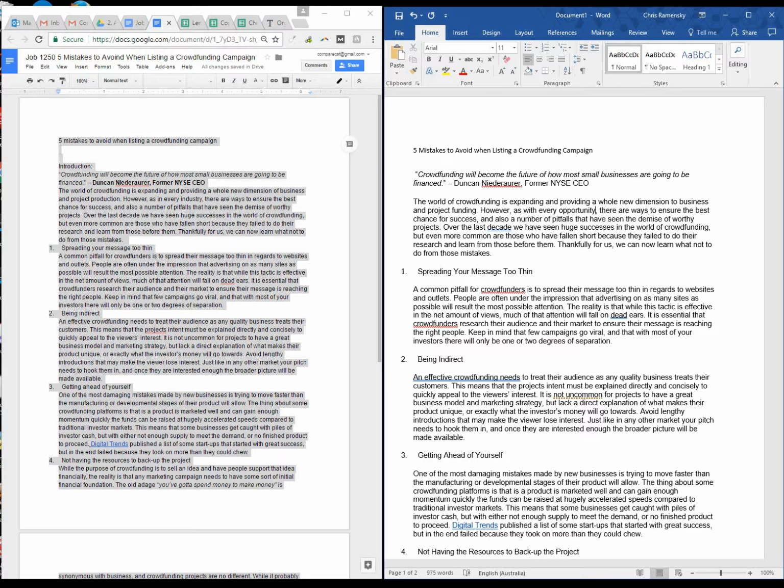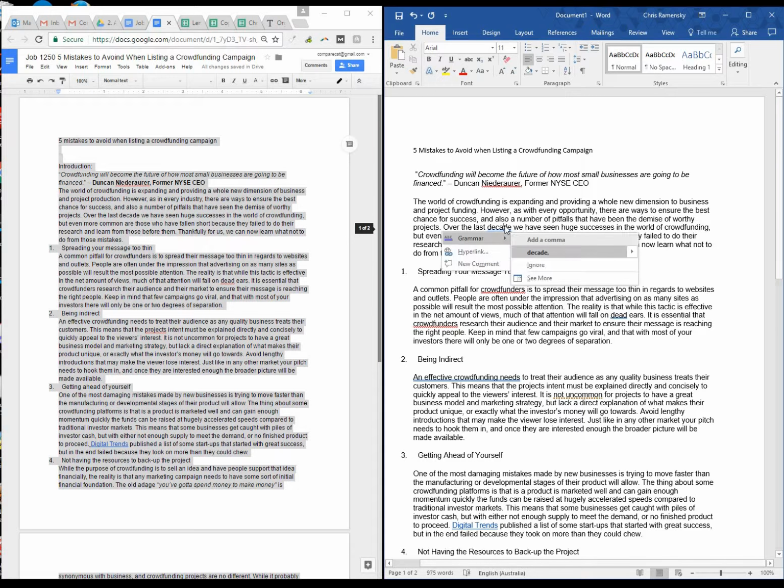while crowdfunding is an industry, we're not talking about people that want to get into crowdfunding as crowdfunders. We're talking to people and about people that want crowdfunding to support a project that they're in. Okay. However, as with every opportunity, there are ways to ensure the best chance for success, and also a number of pitfalls that have seen the demise of worthy projects. I'm going to be a little bit picky here and just say have been the demise.